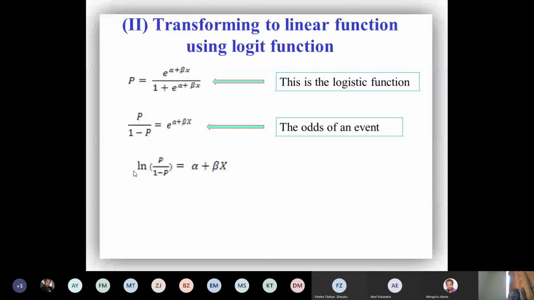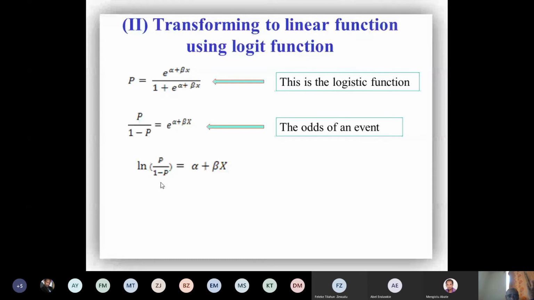It's linear only in logit scale. What does logit scale mean? Logit of P means logarithm of odds. So we have two complications here. One, there is a logarithm. Second, it's odds. So the interpretation will be a bit complicated if you are attempting to interpret it as it is. Therefore, we have to transform it in a different way.